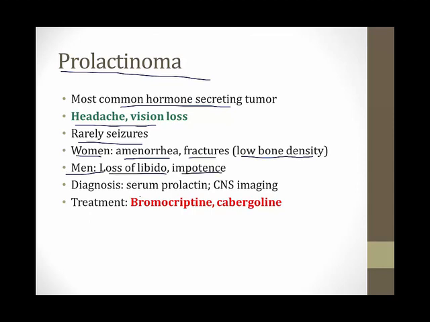The diagnosis is made by measuring the serum prolactin level and then doing CNS imaging to identify the tumor. And you can treat it with those dopamine agonists we discussed, like bromocriptine and cabergoline. These will shrink the size of the prolactinoma.